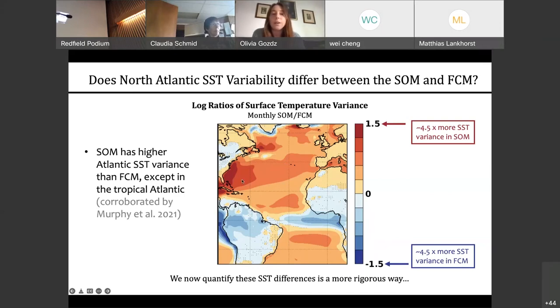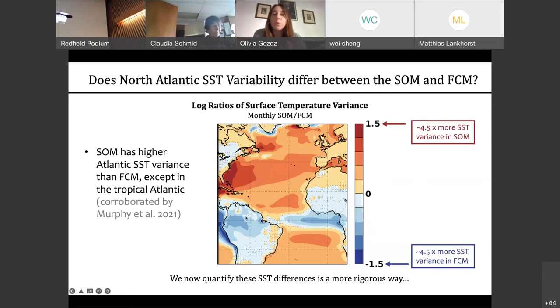And if you want to get an idea of exactly how much more variance one model has than the other by looking at this plot, you can take the color bar and raise e to the power of the color bar. So this is saying that essentially in the Gulf Stream, the slab ocean model has 4.5 times more SST variance than the fully coupled model.